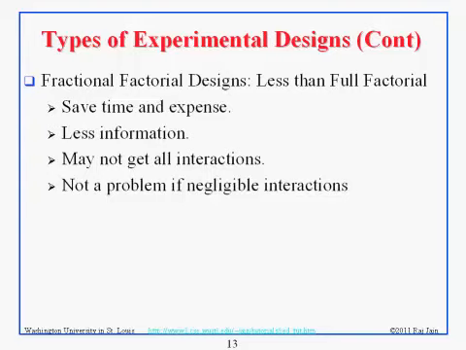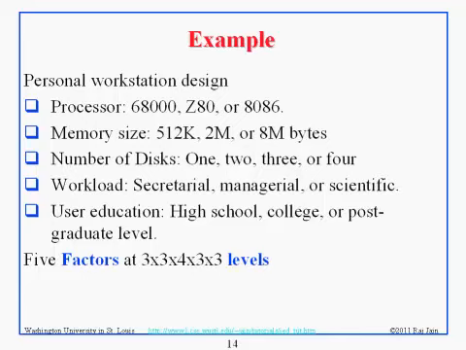Alright? So how to get the maximum information with the minimum number of experiments, that's the whole purpose of experimental design. And that can be done very easily with the fractional factorial design. So it saves time. It may not get all interactions, not a problem with negligible interactions. There are some negative sides to this also, and we will see that when we get there: fractional factorial designs are good as a starting point, but not as the final point. You really have to check and see if you got the right information. Okay?